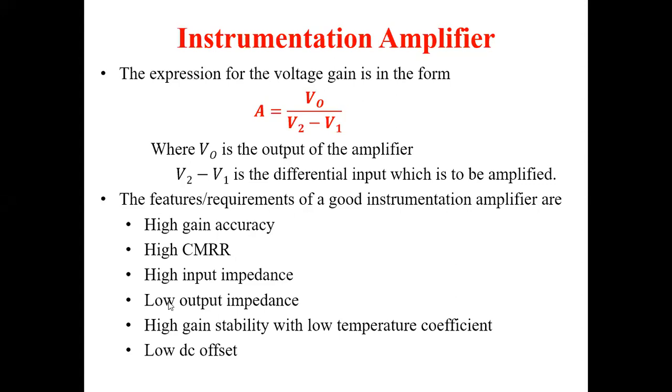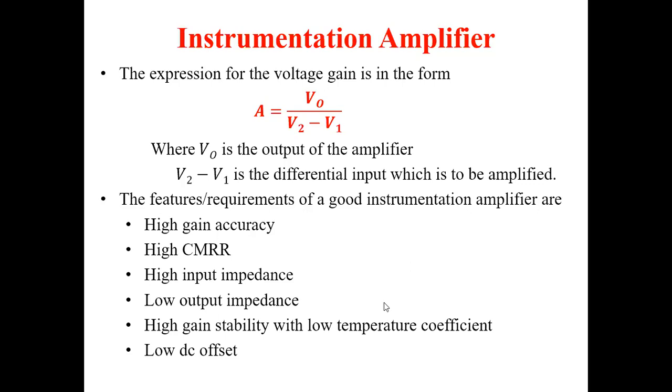The low output impedance is because the instrument amplifier consists of op amps, and we know that the output stage of an op amp is a push-pull amplifier, where we have low output impedance. That means the output of the instrument amplifier can be connected to n number of circuits as well. Okay, and its gain is stable with a low temperature coefficient.